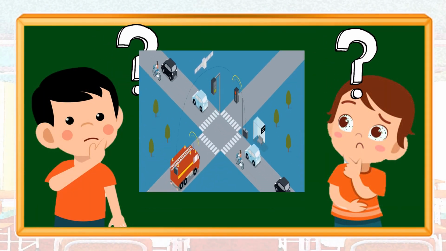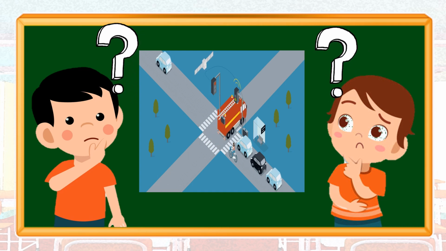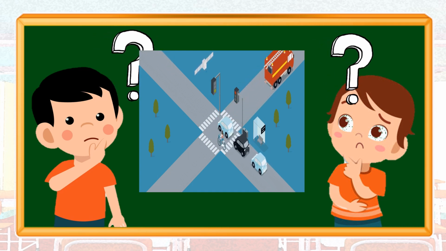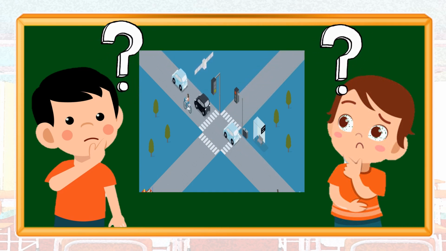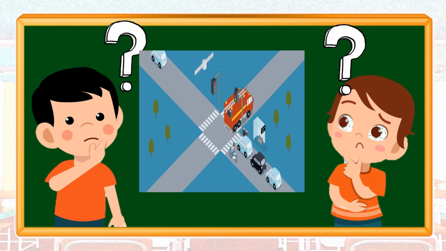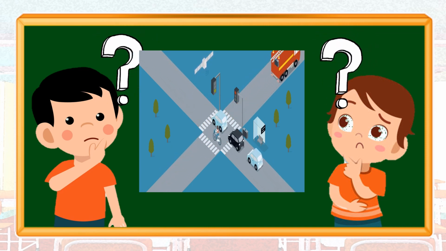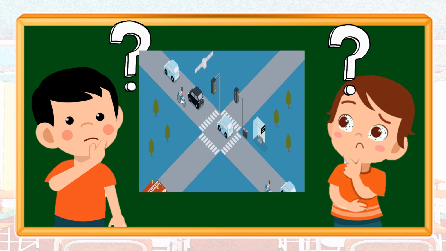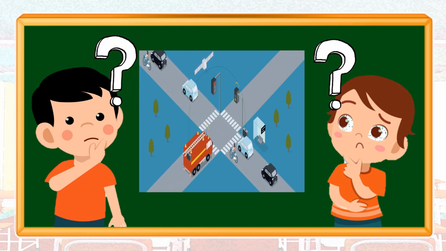From our previous lesson, we were able to distinguish speed, distance, and time. Speed is defined as the rate of change of position of an object in any direction. But how do we determine the distance between two objects in motion? Let's find out.